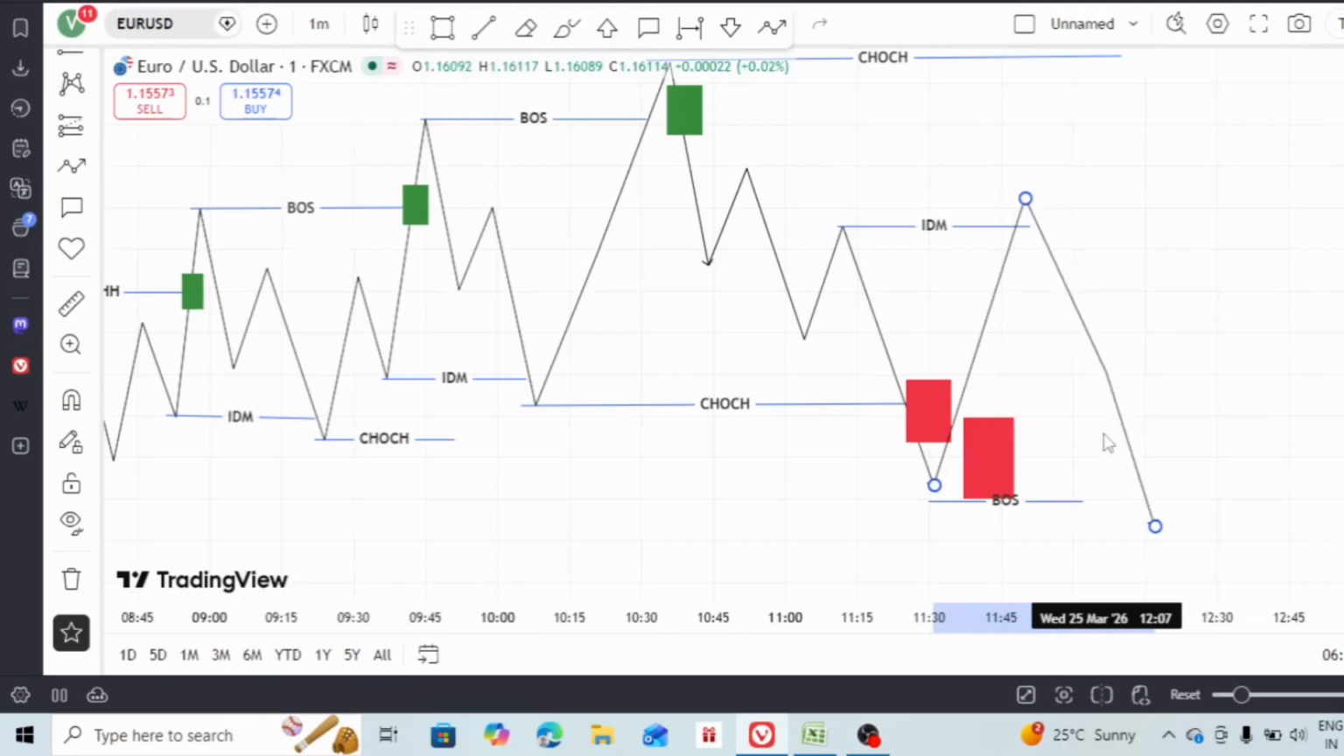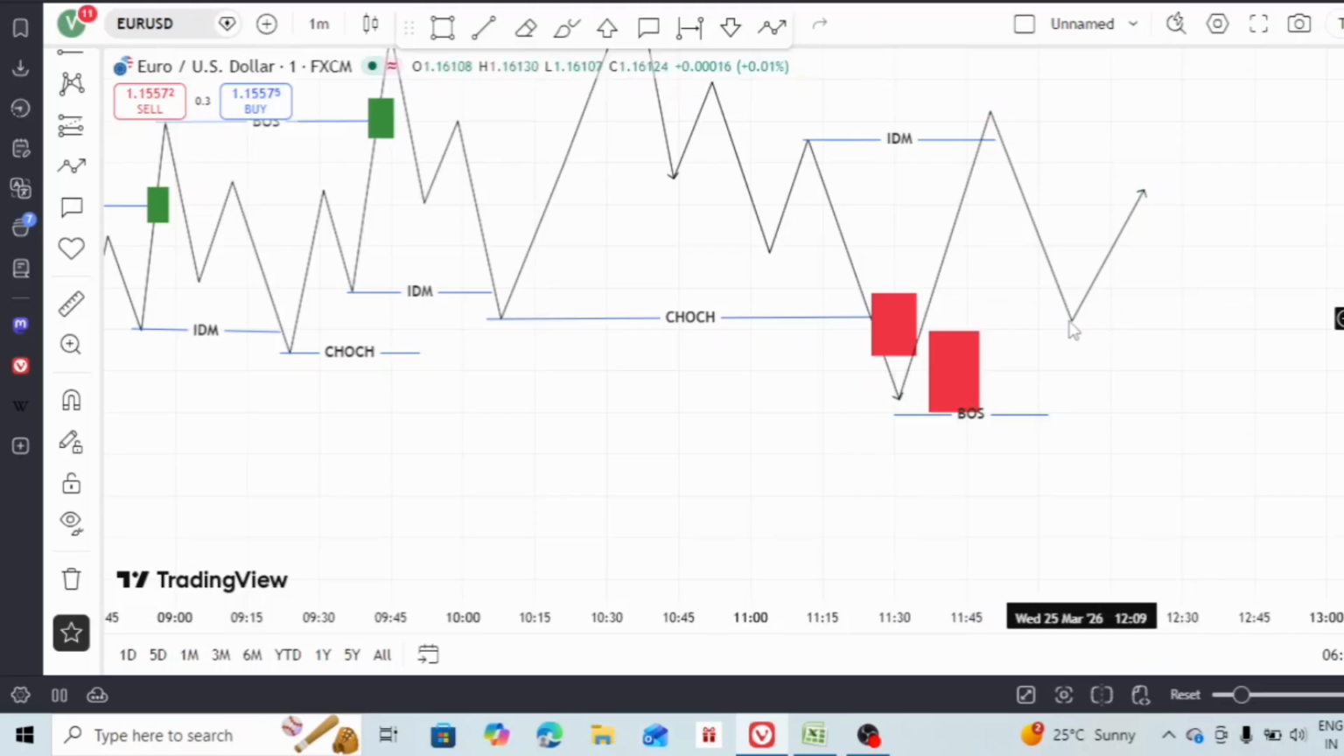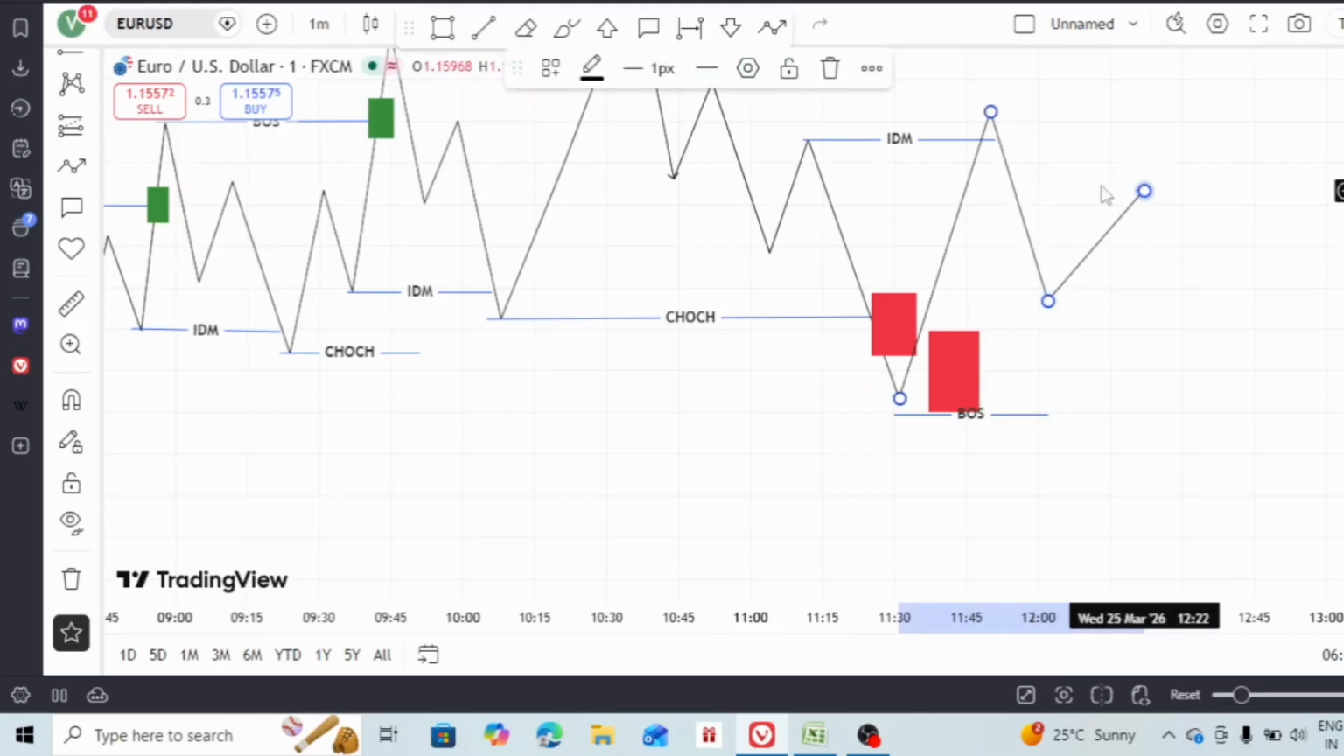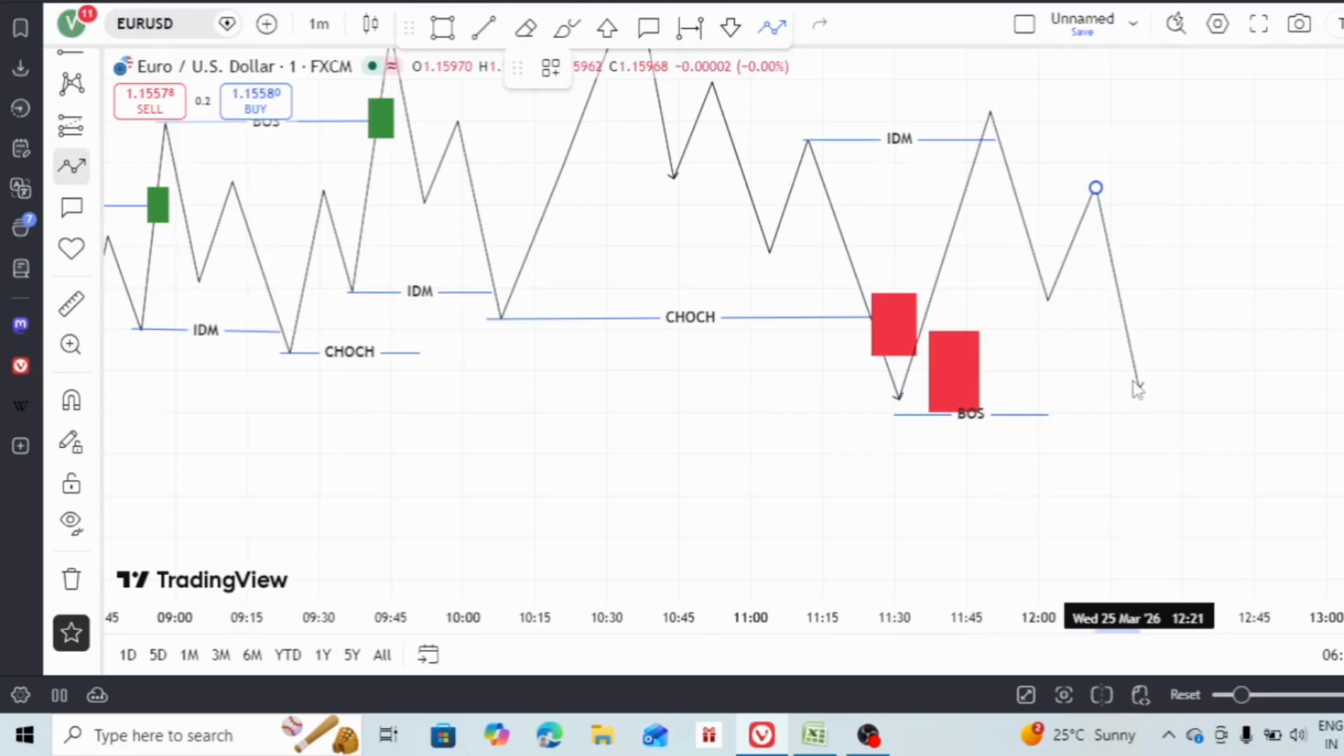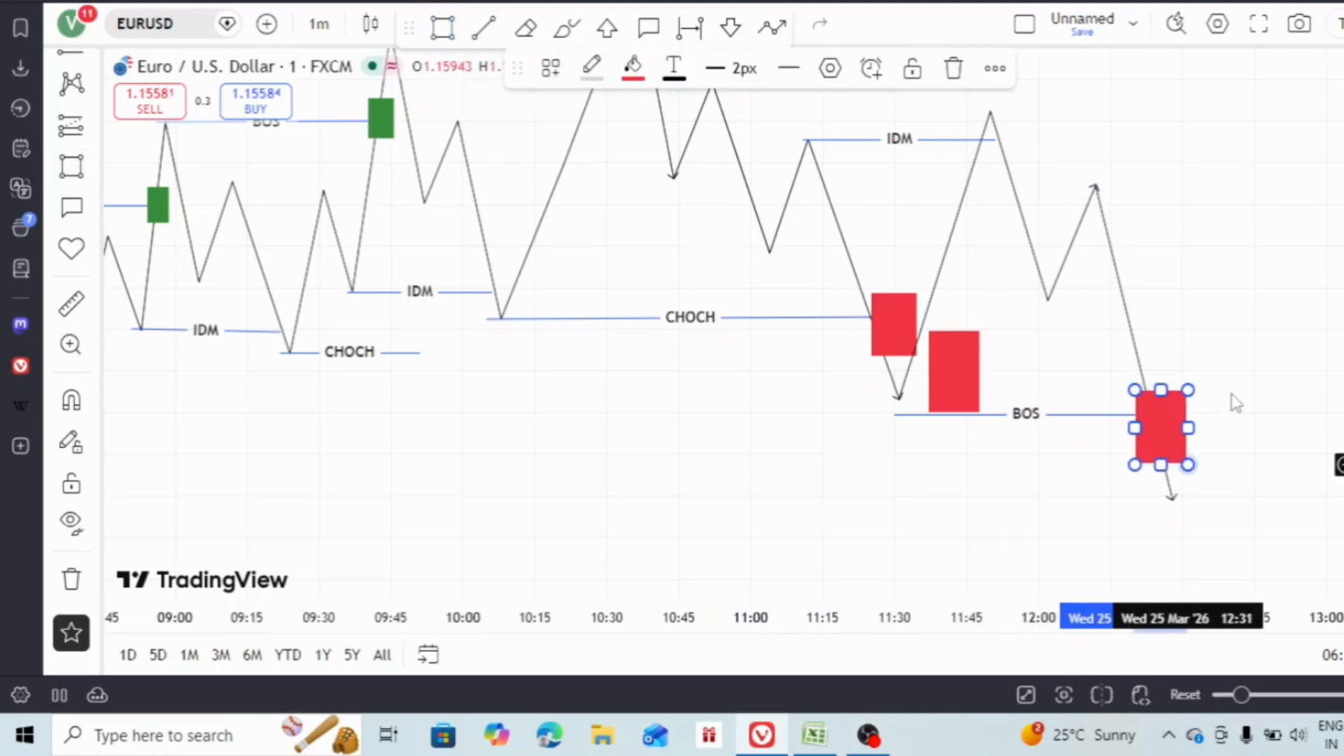Okay, this will be the break of structure. Here again, if the market came down and breaks this level, this is the break of structure level. If it breaks with the body here like this, then we have the confirmed break of structure. The break of structure has been confirmed.